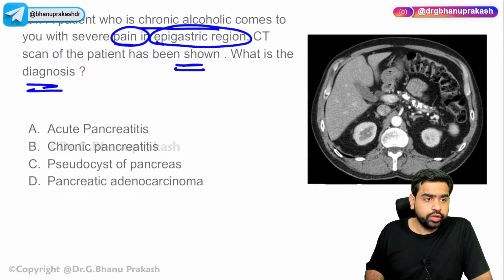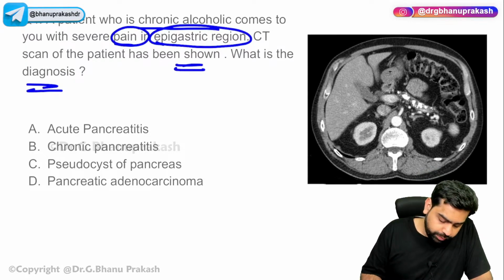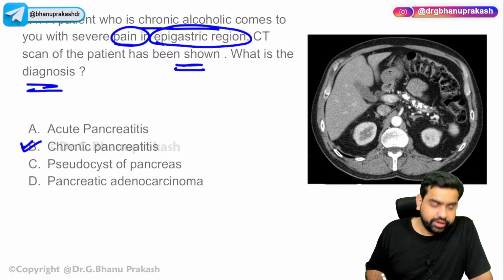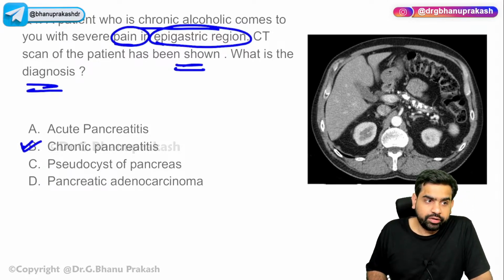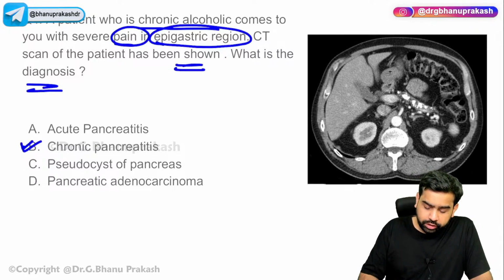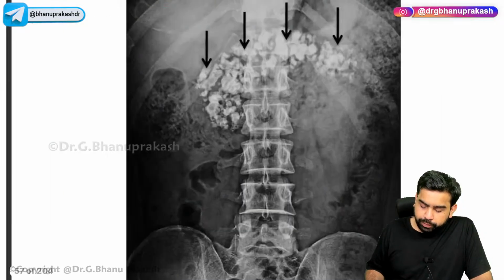And what is the diagnosis of this particular patient? The diagnosis of this particular patient is chronic pancreatitis. Please do not mark it as acute pancreatitis. What is the diagnosis over here? It is chronic pancreatitis. So let's talk a bit about acute pancreatitis and the chronic.